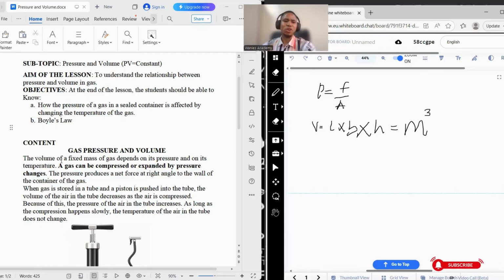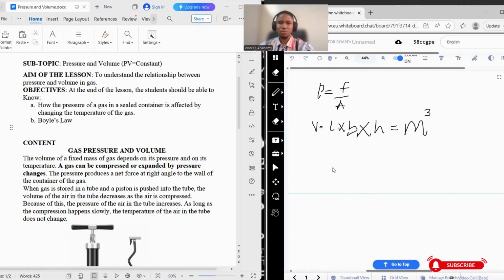Fine. So now the volume of a fixed mass of gas depends on its pressure and on its temperature. So what is temperature? Temperature is the degree of hotness and coldness of the body. Now we are dealing with the mass, so we are dealing with the gas. So here it is with increase in hotness or coldness of the gas itself. So the pressure produces a net force at right angle to the wall of the container of the gas.